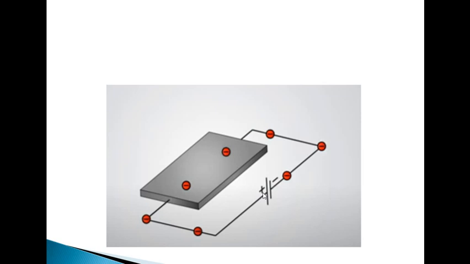The positive voltage is applied here, and the negative voltage is applied here, and these are the electrons flowing from the negative side to the positive side. We know that electrons are negative charge carriers, so they are attracted towards the positive of the power supply. That's why the flow will be from negative to positive, and the actual current will be from positive to negative, which is exactly opposite to the electron current.